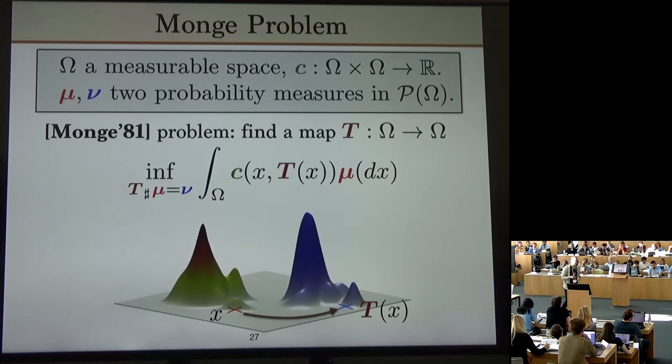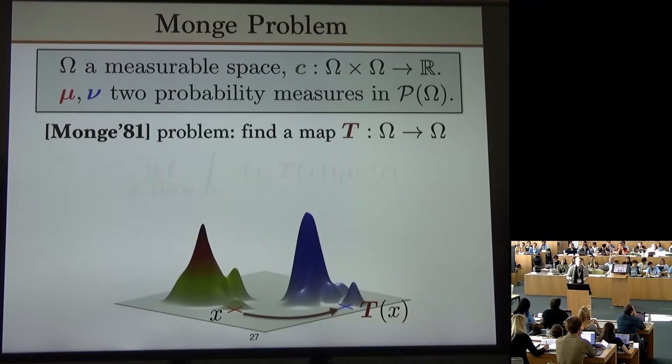So the Monge problem was: find a map from omega to omega, something that moves things around in the space omega, such that the push forward of the measure mu under this map T is equal to nu, and such that the T that we want to find minimizes this cost. I hope this integral translates into something intuitive for you. We're just trying to find ways to change this measure mu so that we are guaranteed that it becomes the measure that we want, which is nu, the second measure. But we want to do this morphing or transformation in an optimal way.